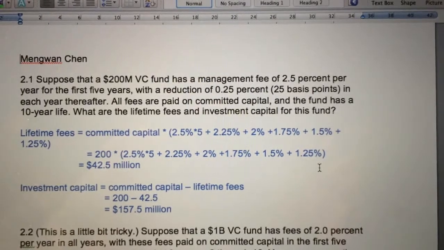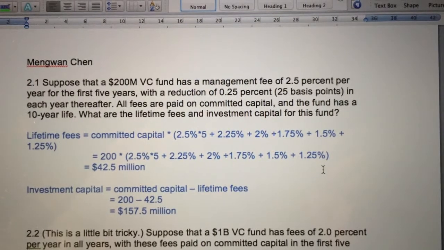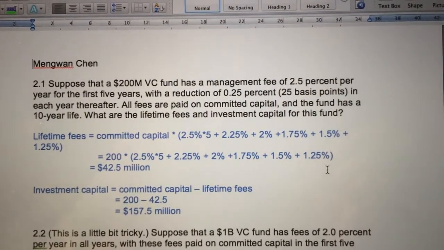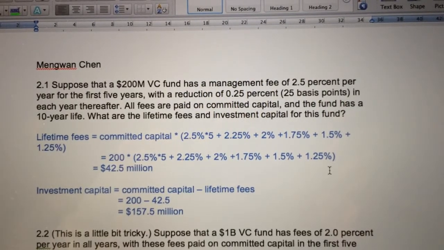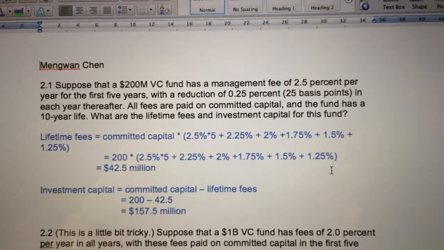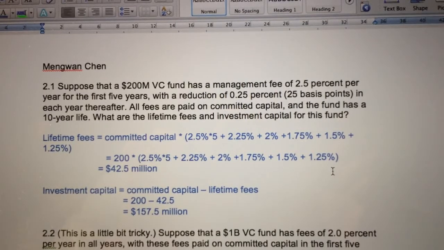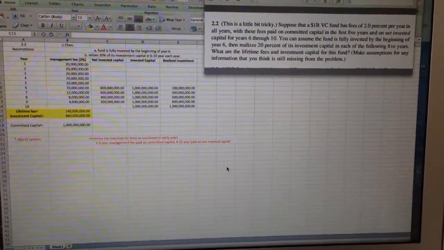For problem 2.1, lifetime fees equals committed capital times percentage of management fee every year, which turns out to be 42.5 million. And investment capital equals committed capital minus lifetime fees, which turns out to be 157.5 million. This is the answer for exercise 2.2.